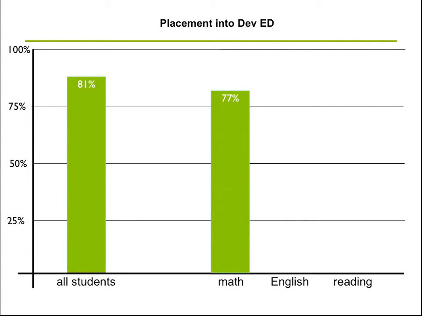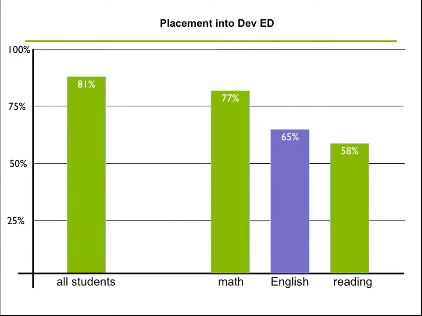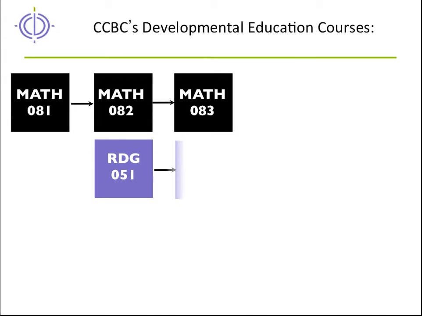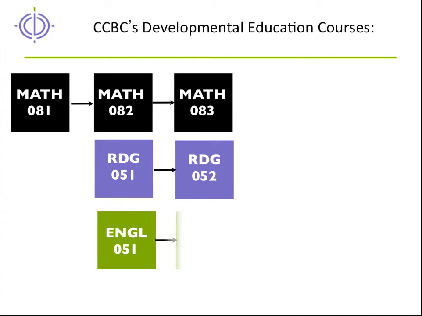In terms of placement into developmental education, overall 81% of our students are placed into at least one developmental course. 77%, the largest percentage, are placed in math, with English placing about 65% and reading slightly fewer at 58%. The developmental math program has 3 levels, and developmental reading has 2. And developmental English has 2 levels, and it's this upper level developmental English course, English 052, that the ALP program affects and that we're going to be talking about primarily today.